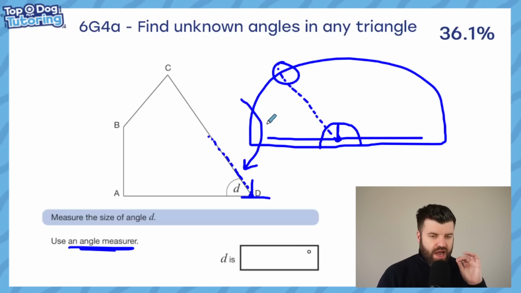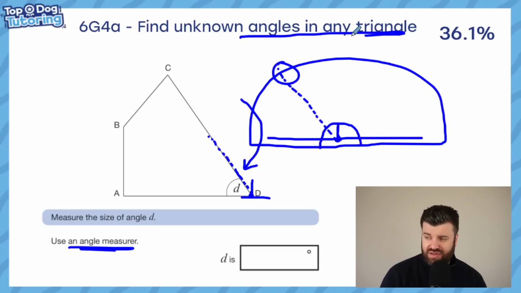We have done a whole video on using protractors and rulers from last year. Go and take a look at it. It's still very useful now if you want some help on using a protractor. But I just wanted to point out to you how this certainly is a very strange tag. I don't know why they have tagged this question as find unknown angles in any triangle. This is not a triangle, okay? Let's just be clear about that.